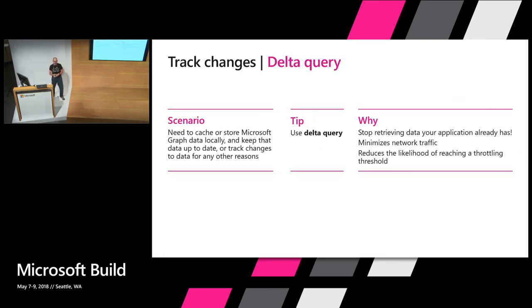If instead you do actually need to cache data locally in your app, and keep that data up to date, then our recommendation here is that you use Delta query. Delta gives you a way to get just the changes that happened since the last time you called. If you were polling, you'd be getting the same data over and over again. Through Delta, you can stop retrieving the same data you already have.